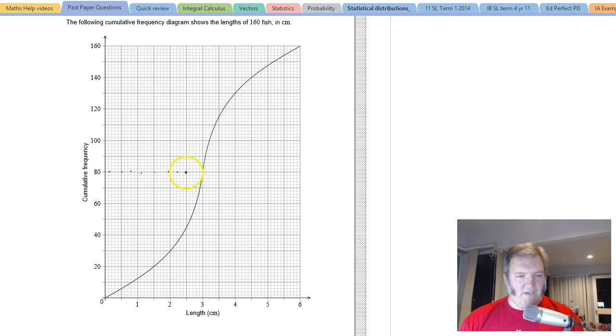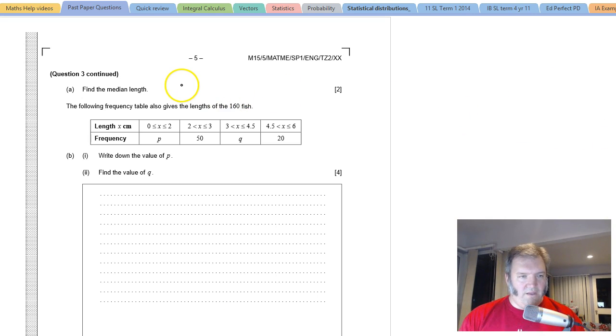The median, of course, is halfway through the data when it's arranged in order. So some sort of evidence showing that you've worked out the median there on the diagram would be sufficient, and you can see that it's going to be 3. So we just go ahead and write down 3 centimetres.